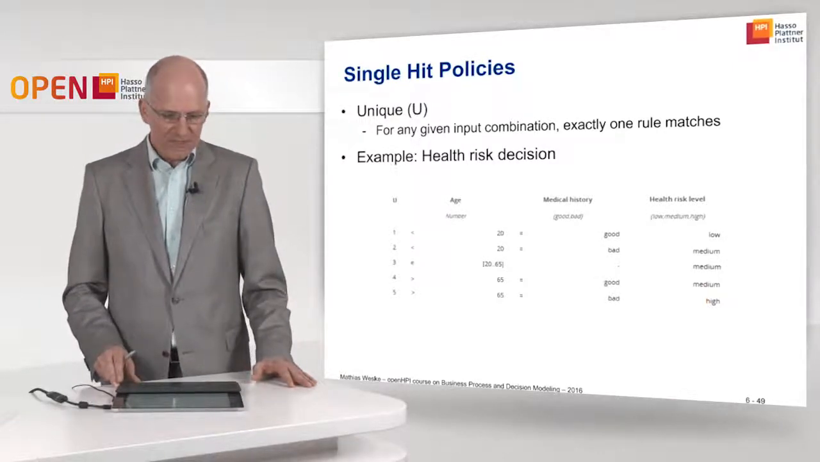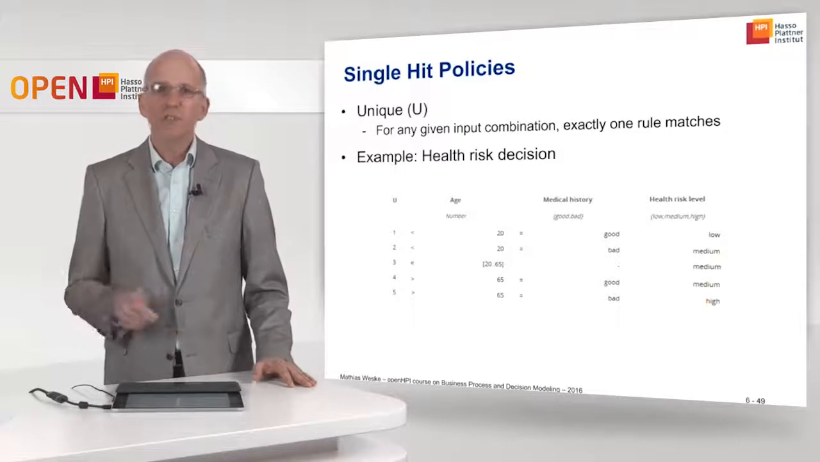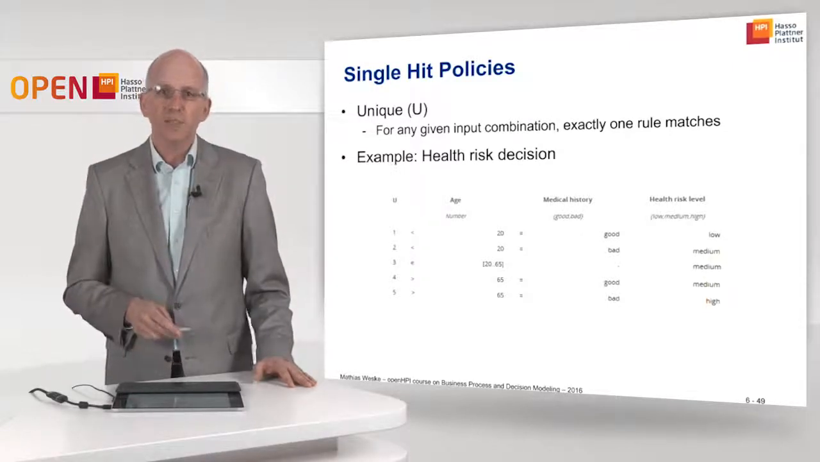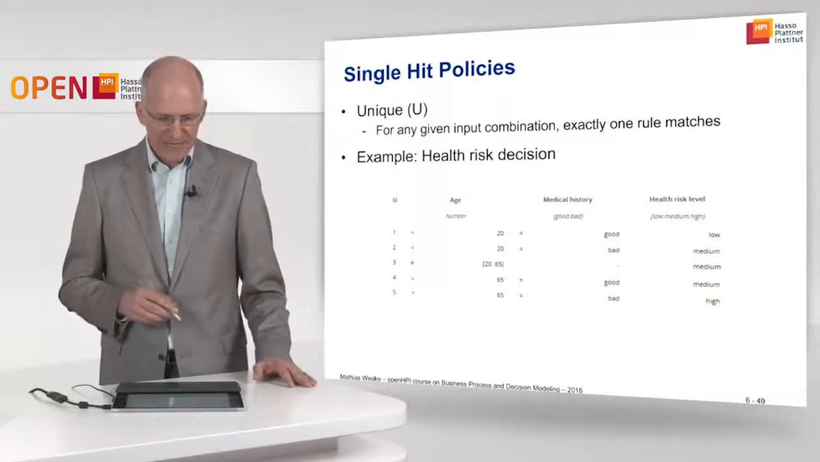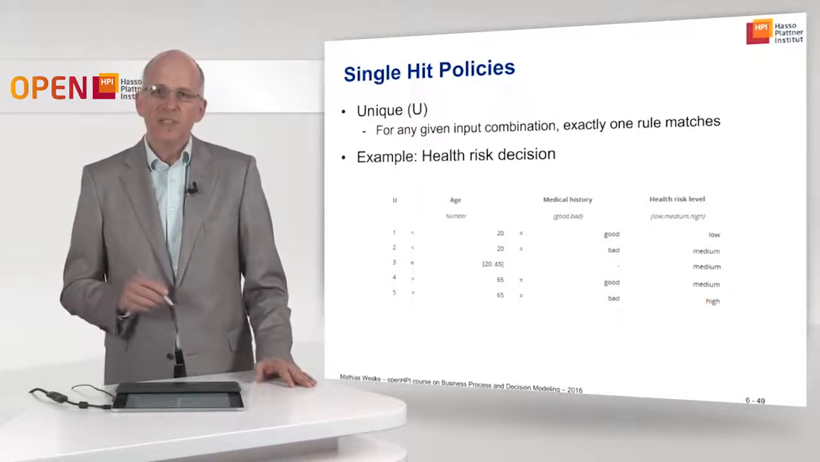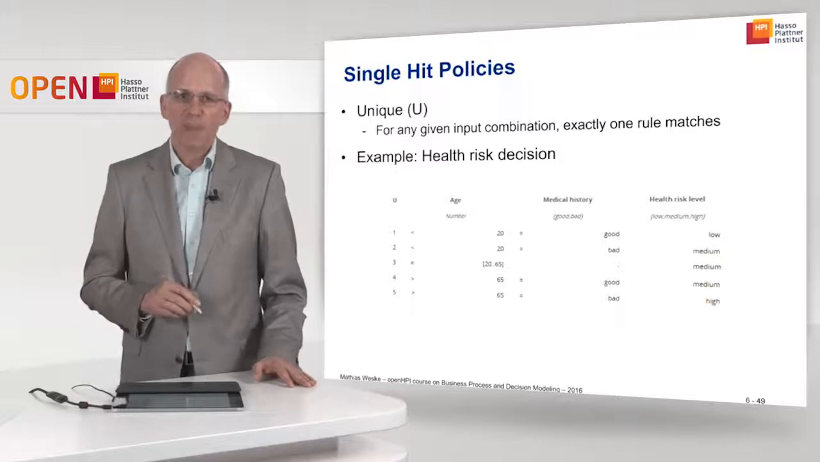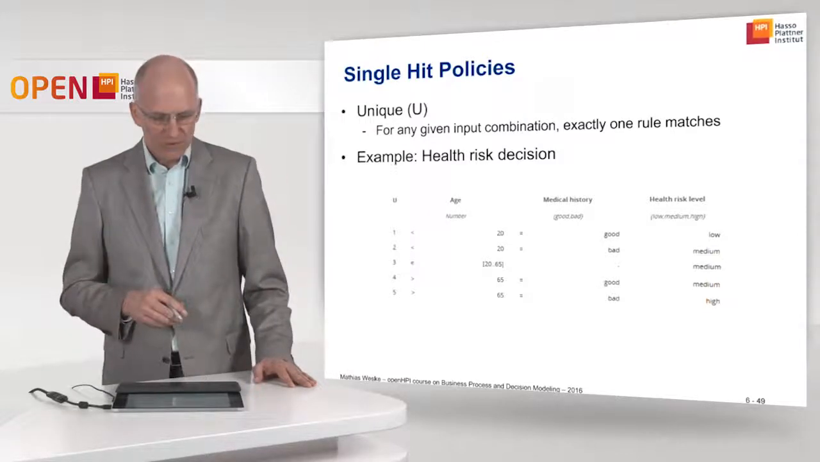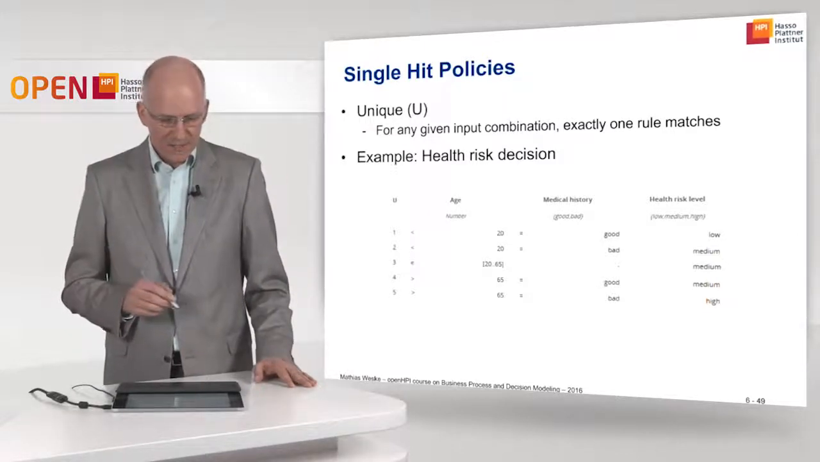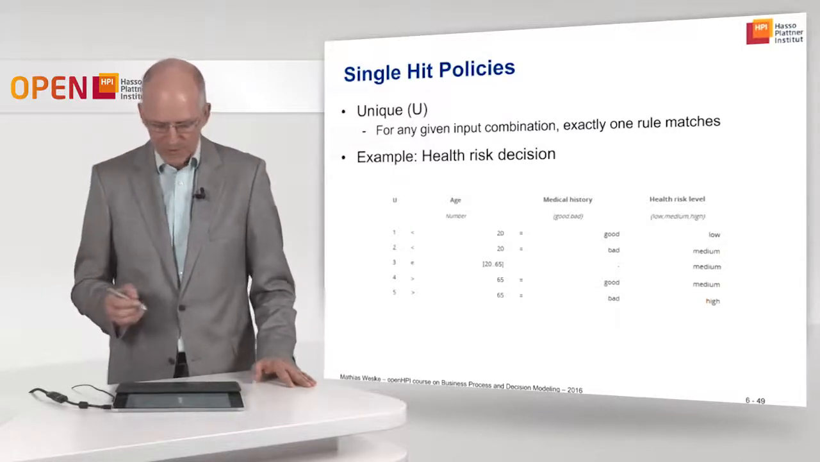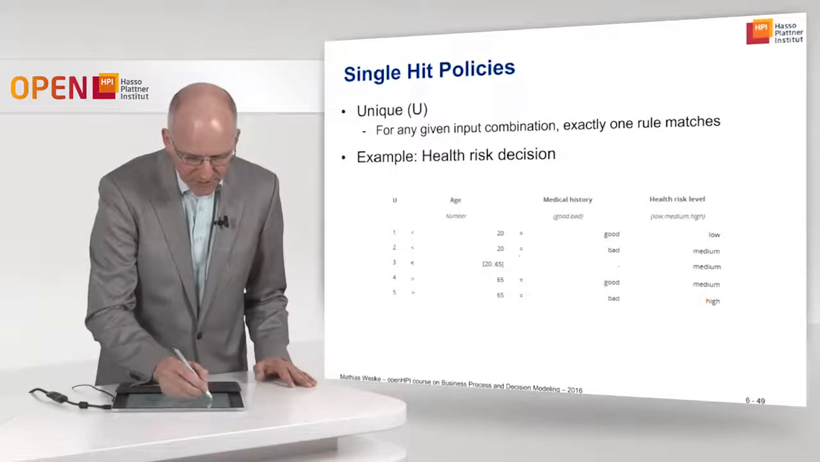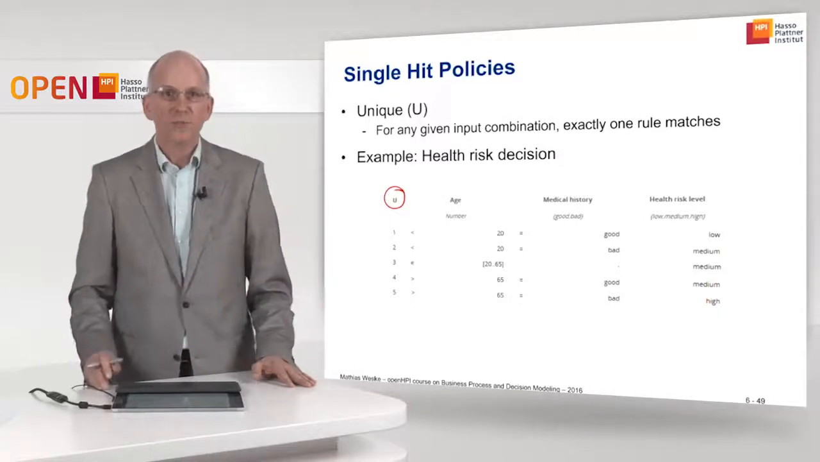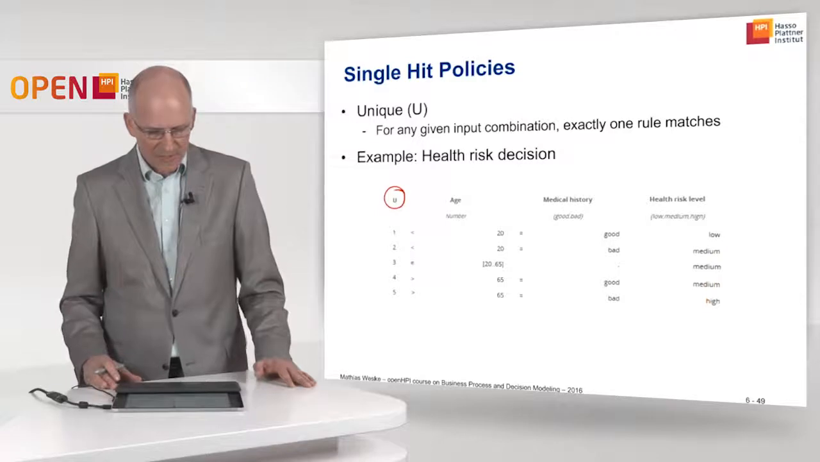The simplest and most often used single hit policy is the unique policy. In the unique policy, for any given input combination, exactly one rule matches. We exemplify the unique single hit policy using an example of a health risk decision. We see the unique policy here with the letter U in the upper left-hand corner of the decision table.